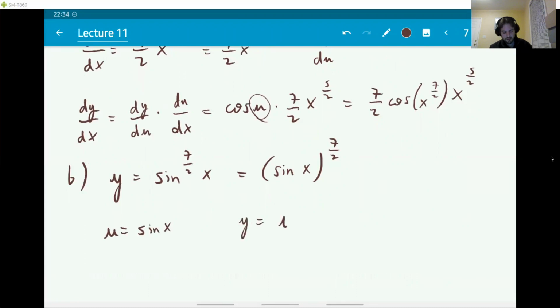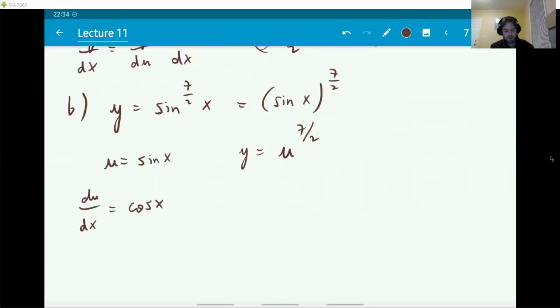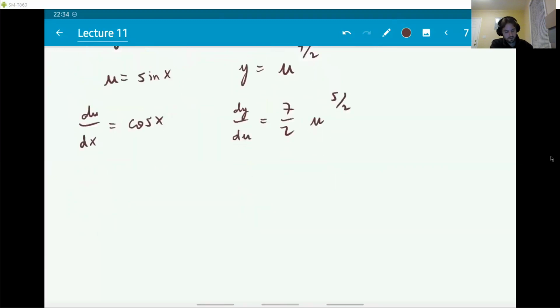And the original function is that raised to 7/2. So now we find the derivatives here, du dx. Derivative of sine is cosine. And dy du, we kind of already found these guys above. They were just applied to different variables. But we multiply those two.